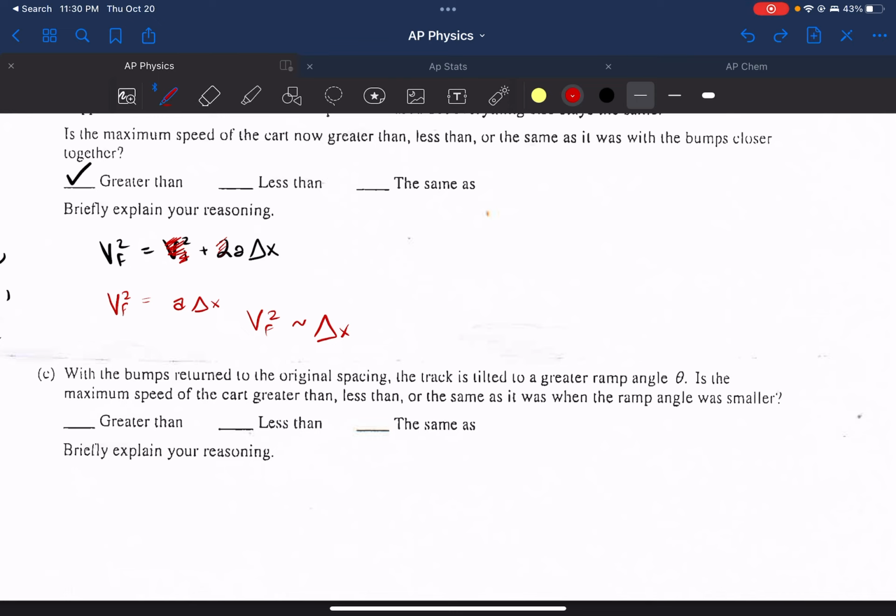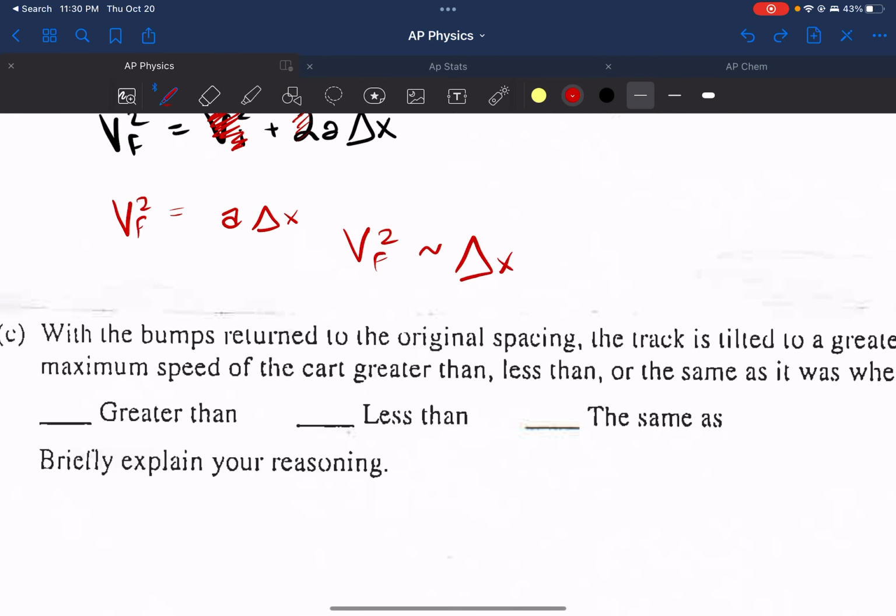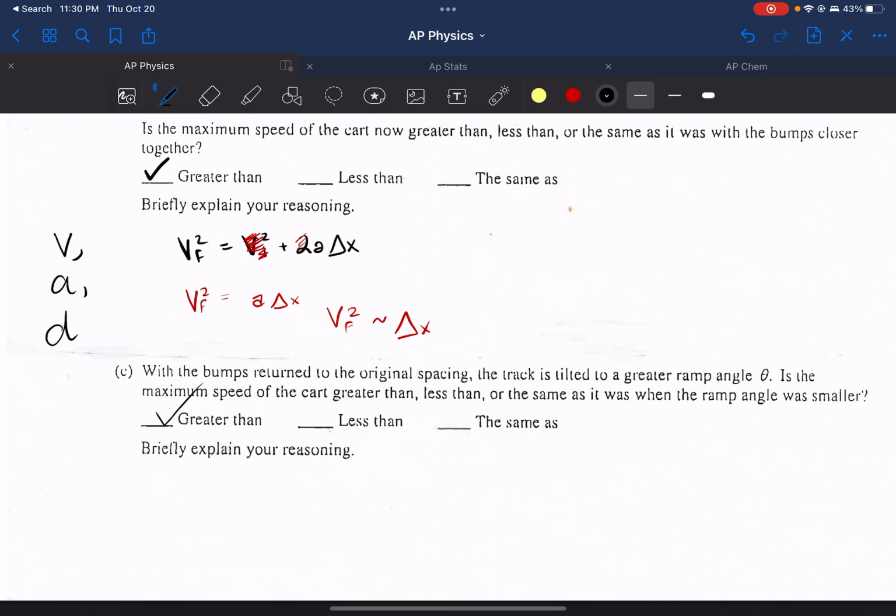Okay, so again, this is one of the questions you're probably going to look at and be like, oh, this is really stupid, but it is. It's greater than, right? Because it's more steep, it's accelerating quicker. But you have to be able to explain this. So mark off our greater than. Check. Okay. To briefly explain, there's so many approaches you can take here.